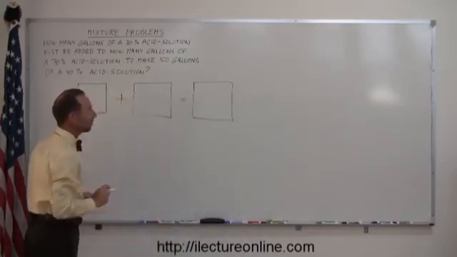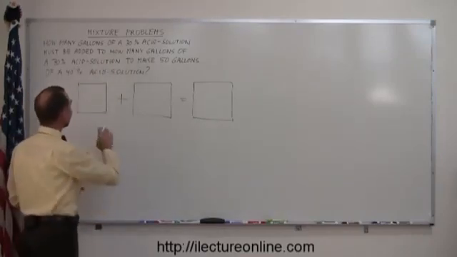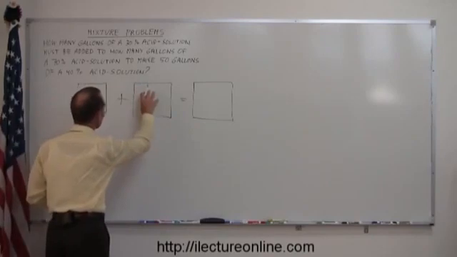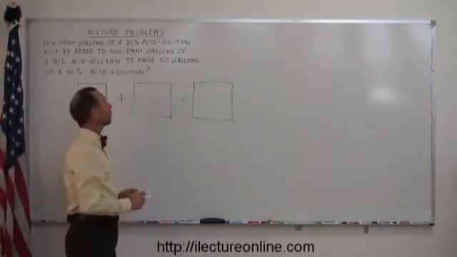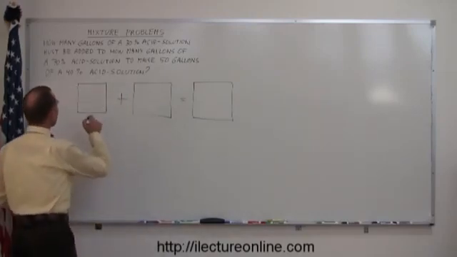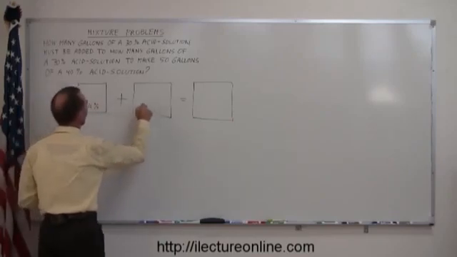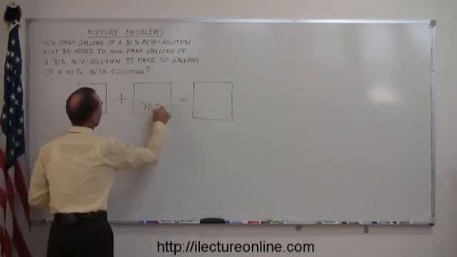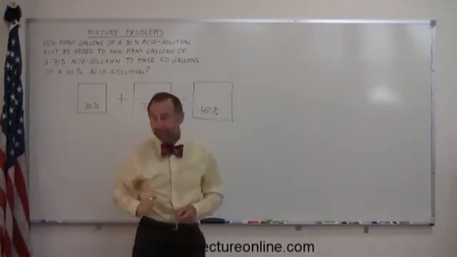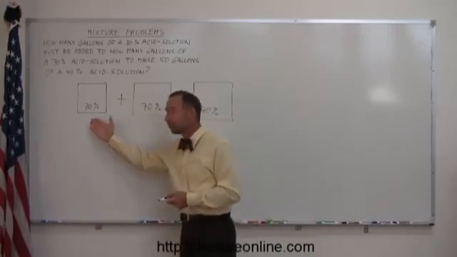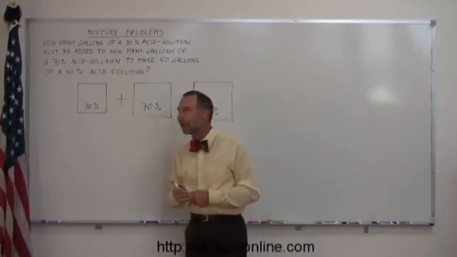So what I recognize is that I'm mixing two things together, two different kinds of solutions. One that's a 30% solution to one that's a 70% solution, and that will produce a mixture that is a 40% solution. So what I'm going to do then is write that this is a 30% solution, this is a 70% solution, and this becomes a 40% solution. All of a sudden, this problem is not so complicated anymore. I can now clearly see that I'm mixing two different kinds of solutions to produce a third solution with a particular concentration of acid.